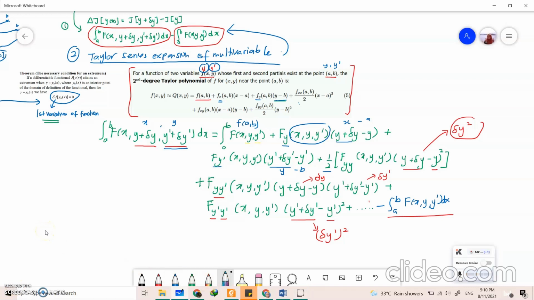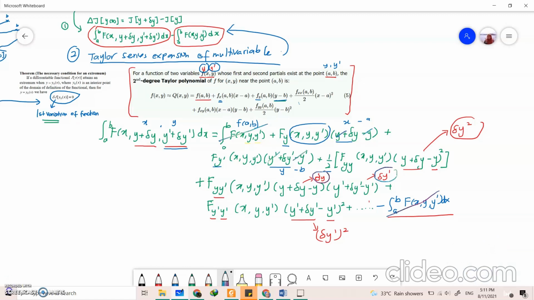As you can see, it is expanded, so we try to simplify. Here we have the integral of a to b of f(x, y, y'), and this one also, so we can eliminate these two. This one will leave you delta y only, this one delta y prime only, this one becomes delta y squared, this one becomes delta y delta y prime, and this one is delta y prime squared. So now it is simplified.